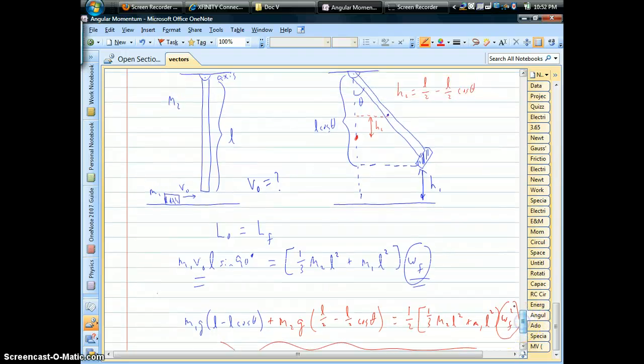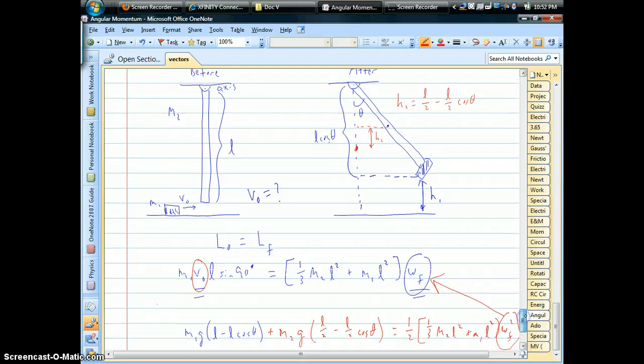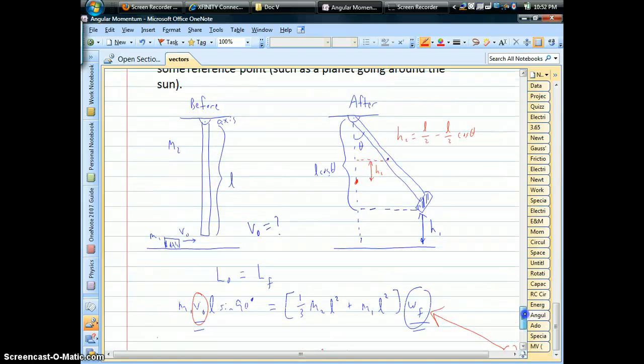We can use that energy to figure out that final speed. Once we get it, we can plug it into our angular momentum equation. And ultimately, we can solve for the original speed of the block before the collision happens. Okay, so this is a pretty typical sort of setup. The important pieces are conservation, both of energy after the collision, and the only thing that connects the before and after pictures is the conservation of angular momentum in this case.